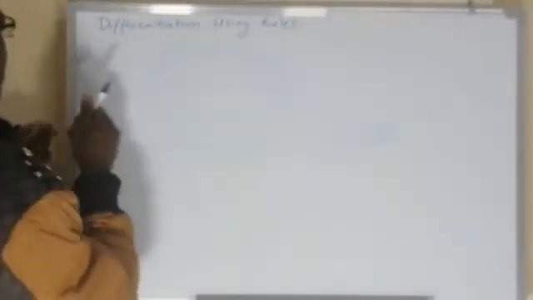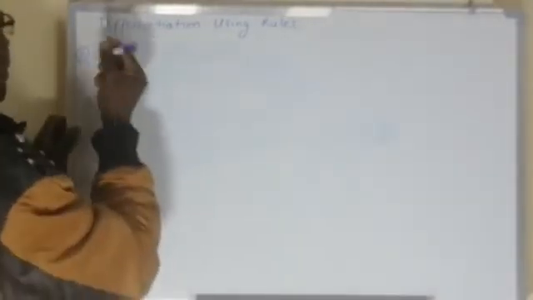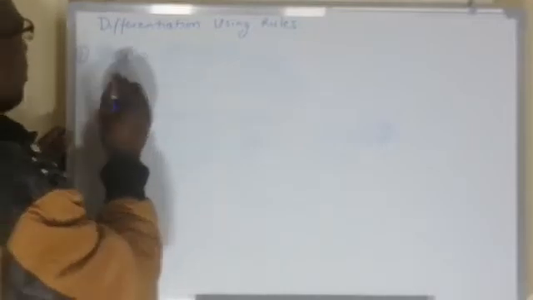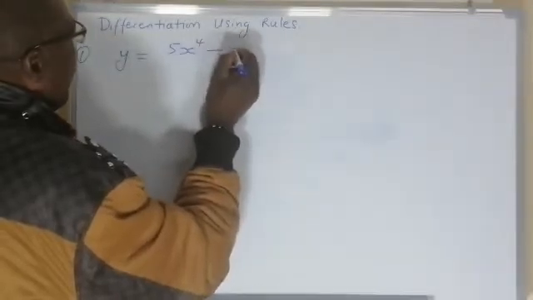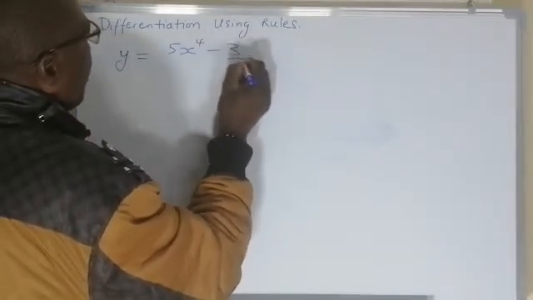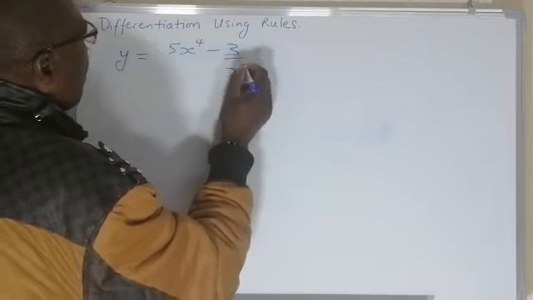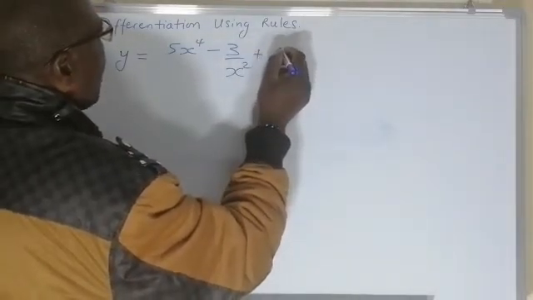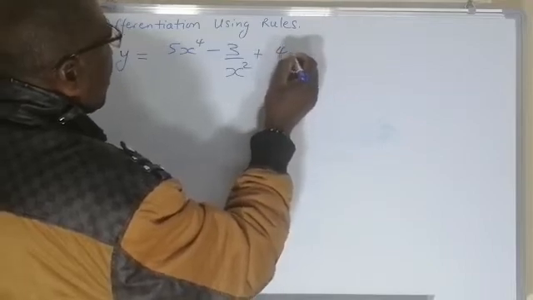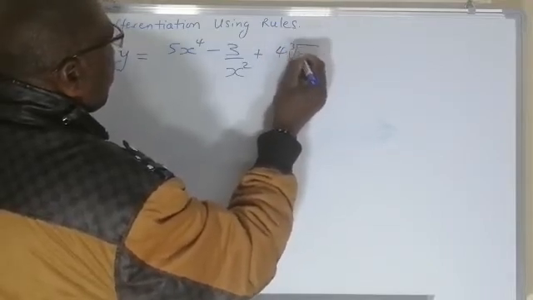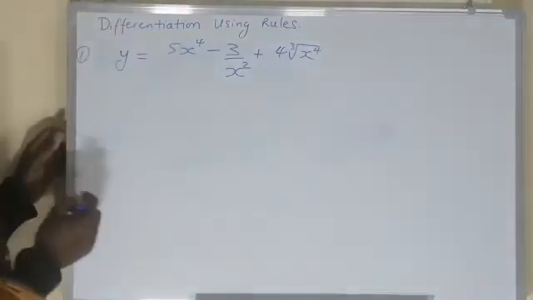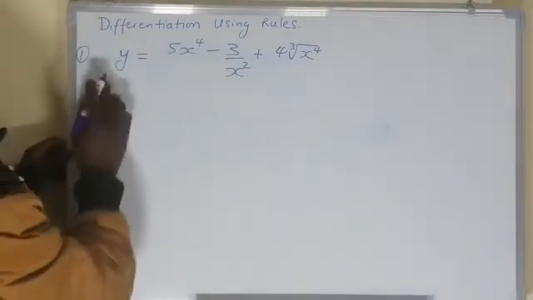Let's say this time around we have y is equal to 5x to the fourth plus 3 over x squared plus 4 cube root of x to the power 4, like that. And we are to differentiate.